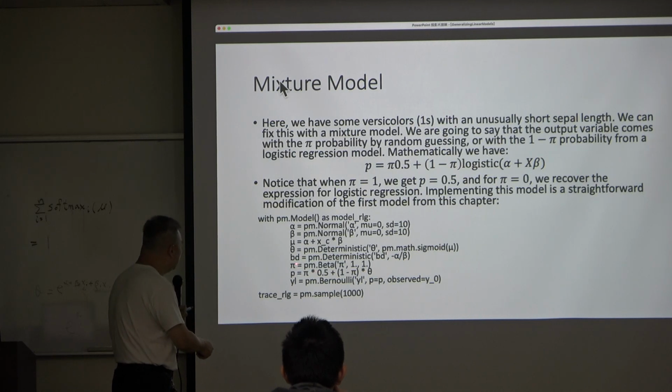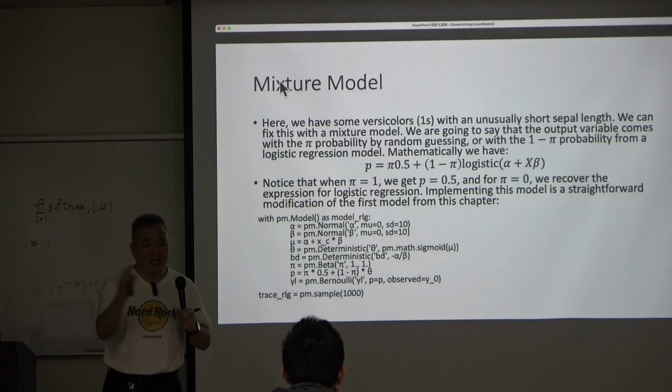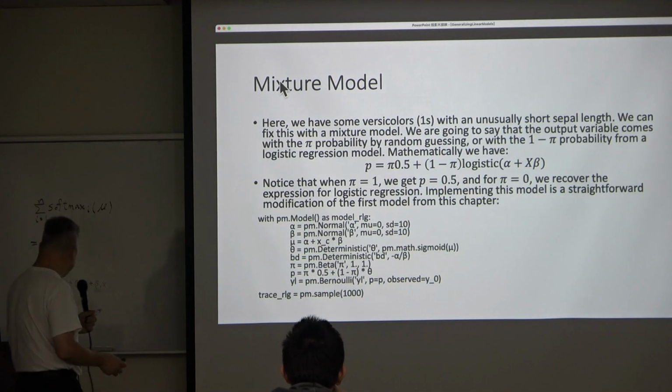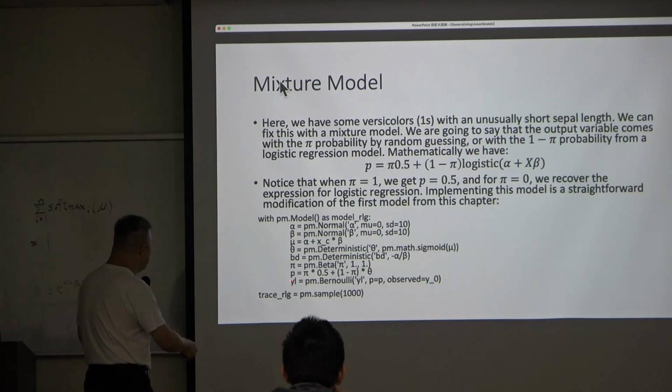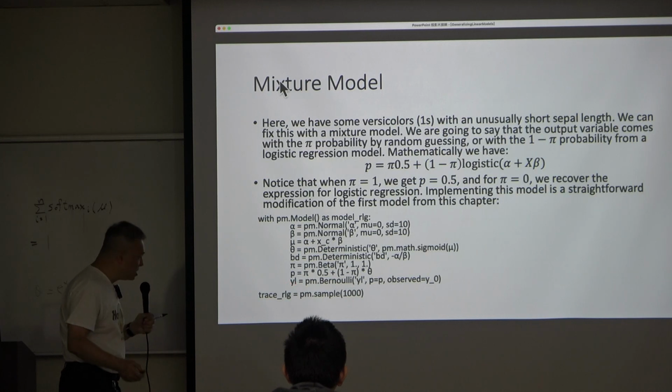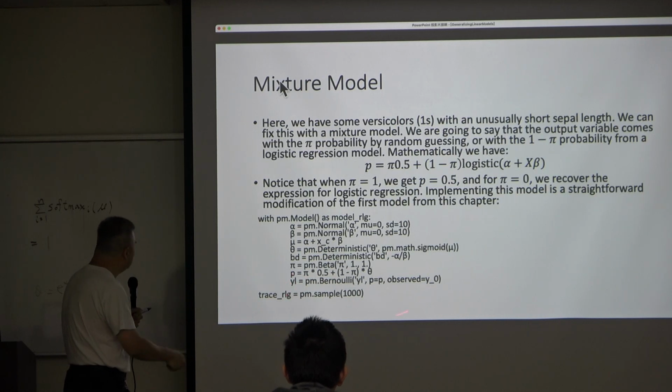But now, the interesting part. Pi is a beta distribution, alpha is 1, beta is 1. So this is obviously a flat prior, right? So pi could be any value from 0 to 1. And then your p is going to be 0.5 times pi plus 1 minus pi times theta, and then you apply the Bernoulli to it, just like a regular binary classification, and you generate 1,000 samples.